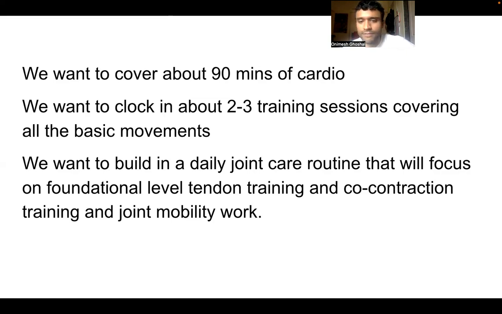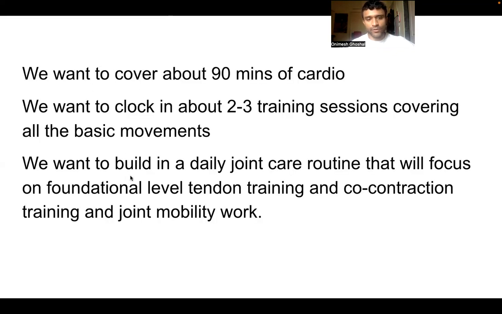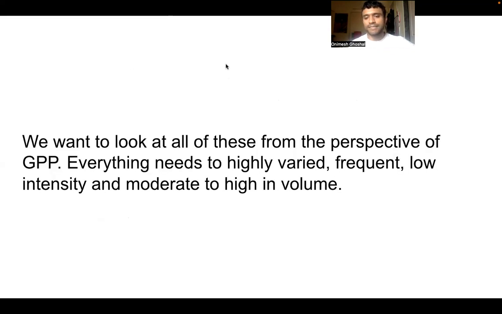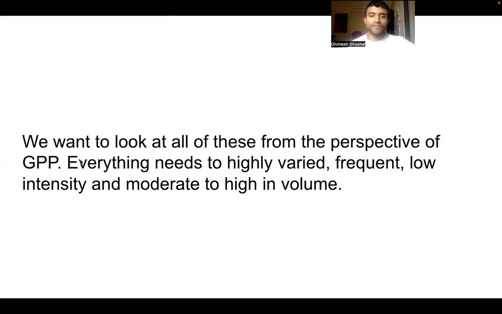So a basic foundation level of tendon training: isometrics, plyometrics, reciprocal training, and co-contraction training. Again, a lot of isometrics and joint mobility work, specific joint mobility work, right? So we want to look at all of these three things: my daily joint care routine, my 2 to 3 lifting sessions, and my 90 minutes of cardio. How do I want to program these things? I want to program these things by keeping the key features of GPP training in mind. What are the key features of GPP training? The key feature of GPP training is that everything needs to be highly varied.